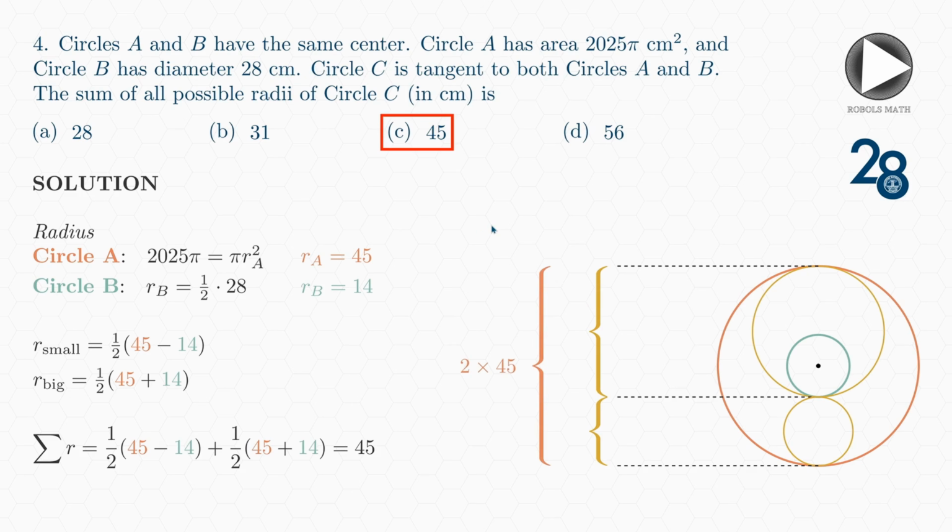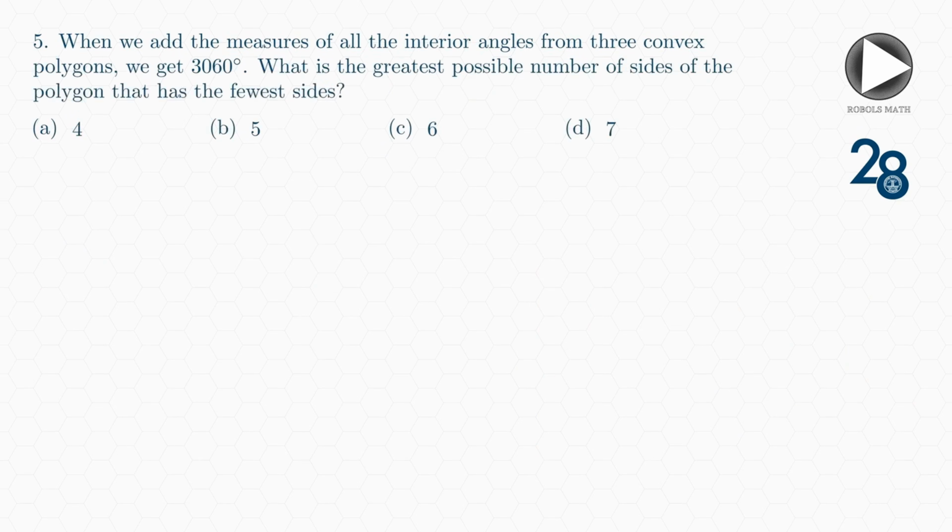Okay, we look at number 5. When we add the measures of all the interior angles from 3 convex polygons, we get 3060 degrees. What is the greatest possible number of sides of the polygon that has the fewest sides?